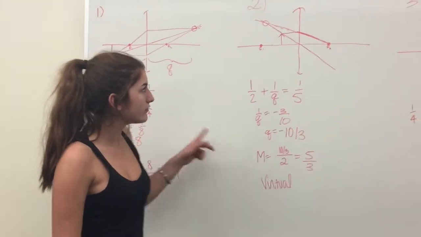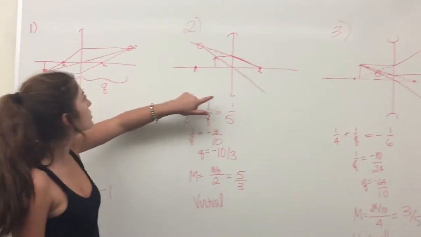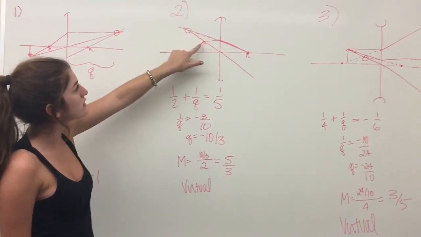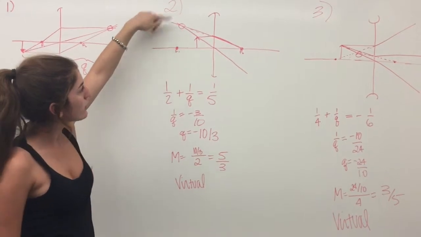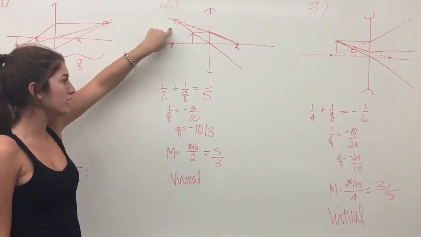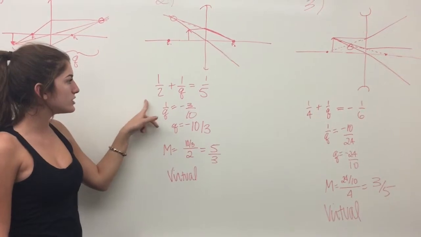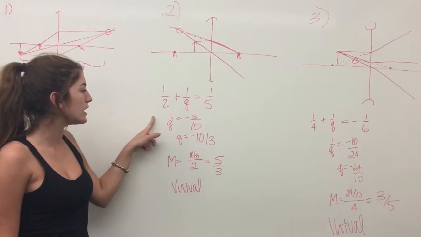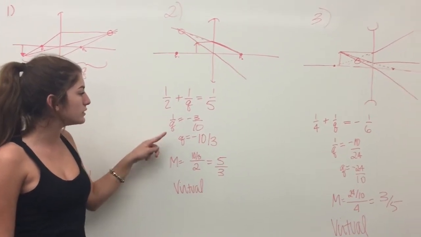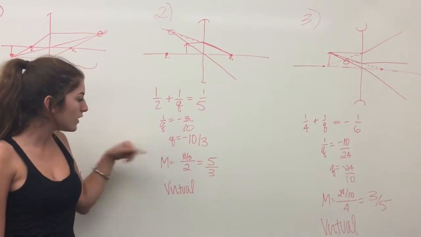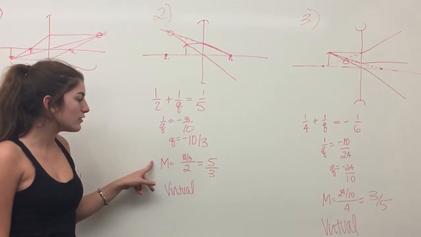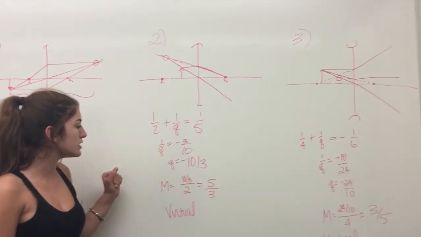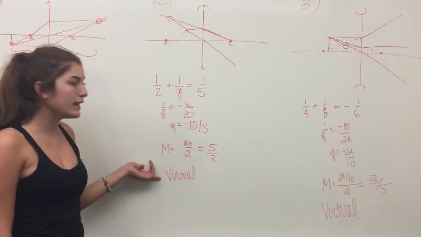And then we do the same thing for number 2, but this time when we draw the lines, we have to trace them backwards to find where they converge. And so they converge to form an image back here. And we did the same thing with our equations, plugging in 1 over 2 and 1 over 5 for p and f to find that q equals -10/3. And then the magnification is 5/3. And since the location of the image is less than one focal length away, it's virtual.